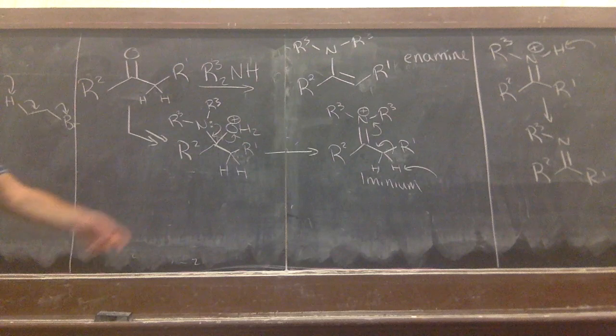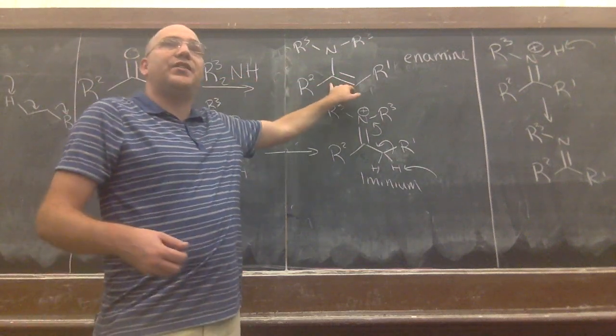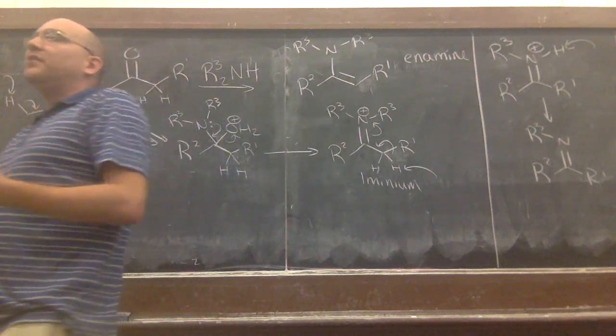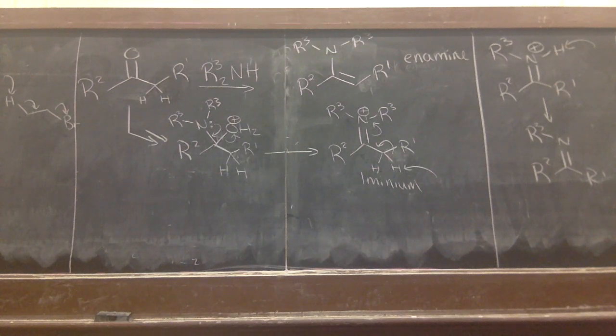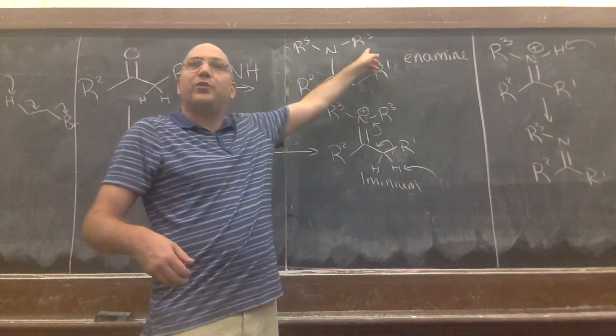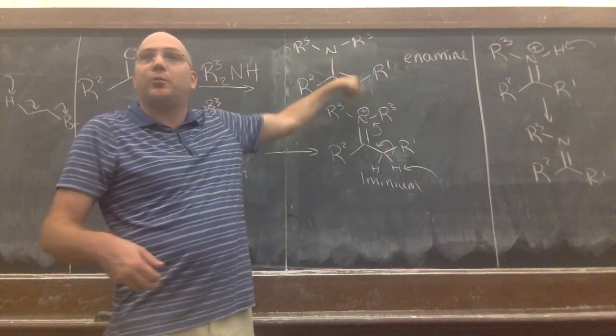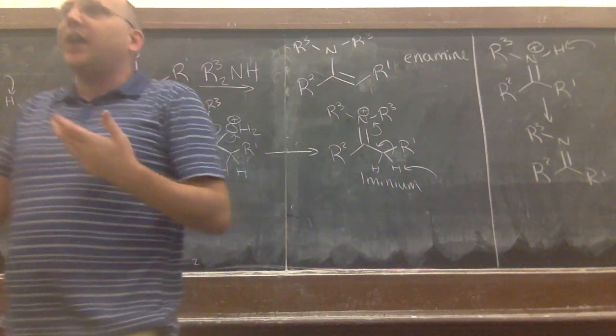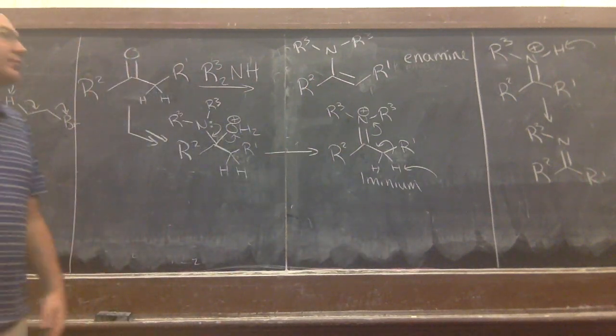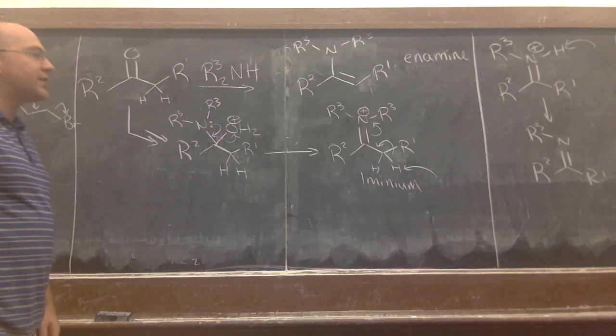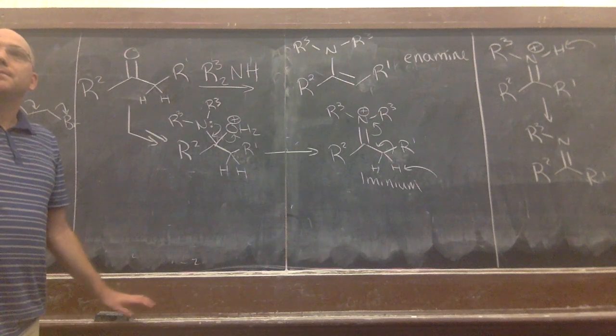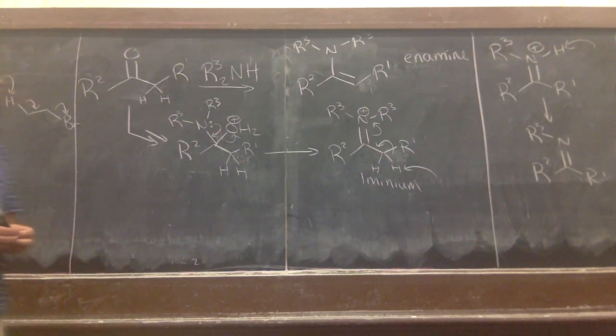Okay. And again, the selectivity, I've just shown it in one form. It's going to be thermodynamically driven. So if, say, for example, your R3 was really, really bulky and your R2 was not so bulky, maybe it would go the other way. But again, that's just something to recognize. Okay? All right. So that's just to show you that there are some subtle differences.